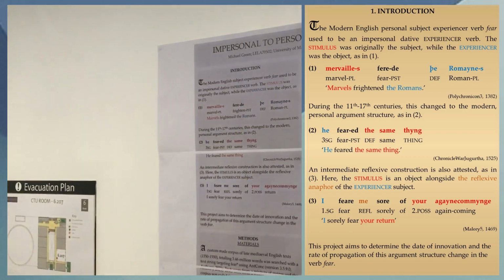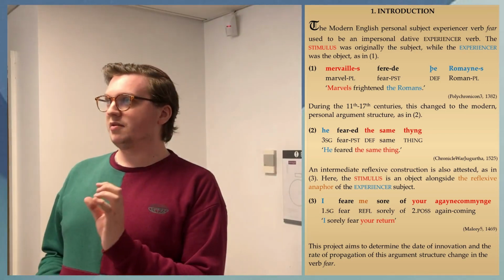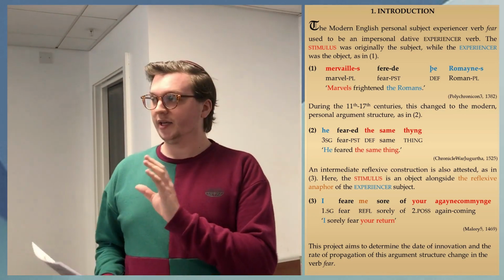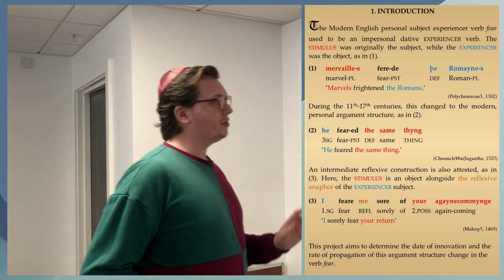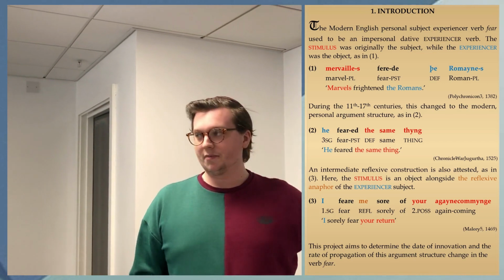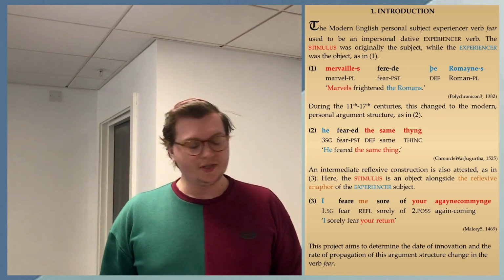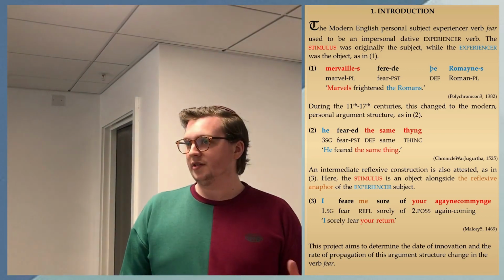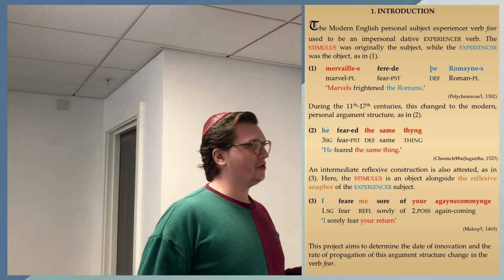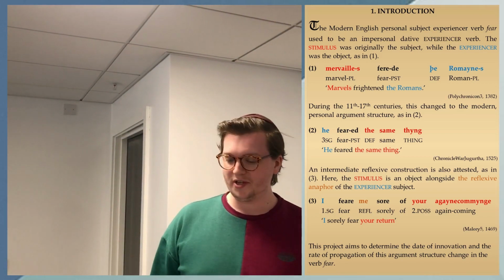Sometime between the 11th and 17th centuries, this changed around to the modern argument structure, where the experiencer is the subject and the stimulus is the object. We also have a third example, an intermediate example of a reflexive construction, where the stimulus is an object alongside the reflexive experiencer. And so the aim of the study is to find out the date of innovation and propagation of this change.